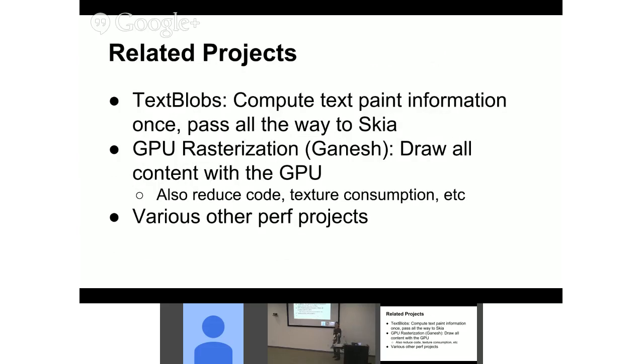There's a few related projects that are also attempting to do similar things in different areas. There's a project called Text Blobs, which is computing text painting information once, as opposed to the 3 times that we currently compute it on the way to getting it on the screen. And to generate it once in layout, pass it all the way through the system to Skia, and Skia knows how to draw these things very efficiently. So this will speed up our text rendering in particular. It's also already landed behind a flag. And on text-heavy pages, this generates a 10% speed up in terms of painting. It's a significant improvement.